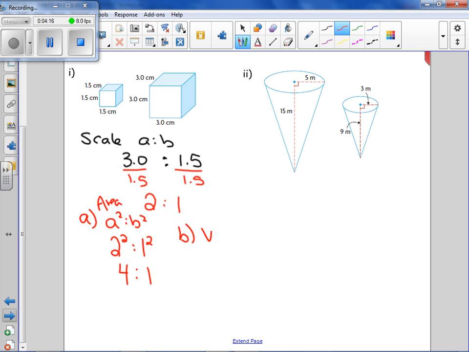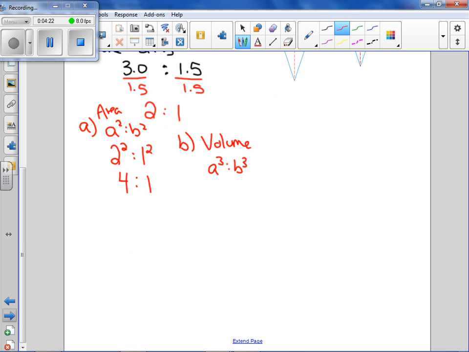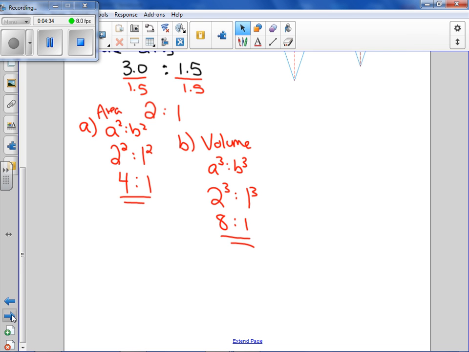B wants volume. Again, to find volume, it's a cubed to b cubed. My a being 2 and my b being 1. 2 cubed is 8. 1 cubed is 1. And so my answers are 4 to 1 and 8 to 1. We're now going to do the second.